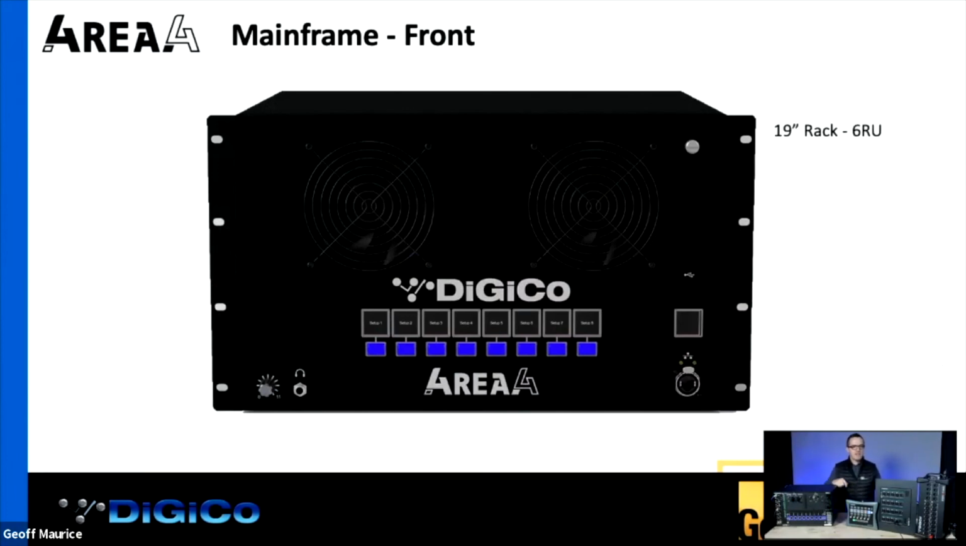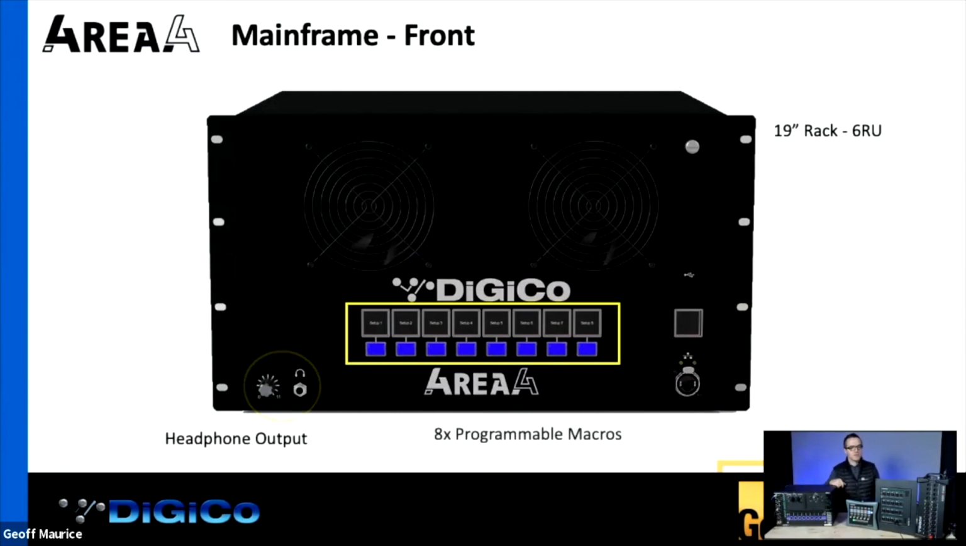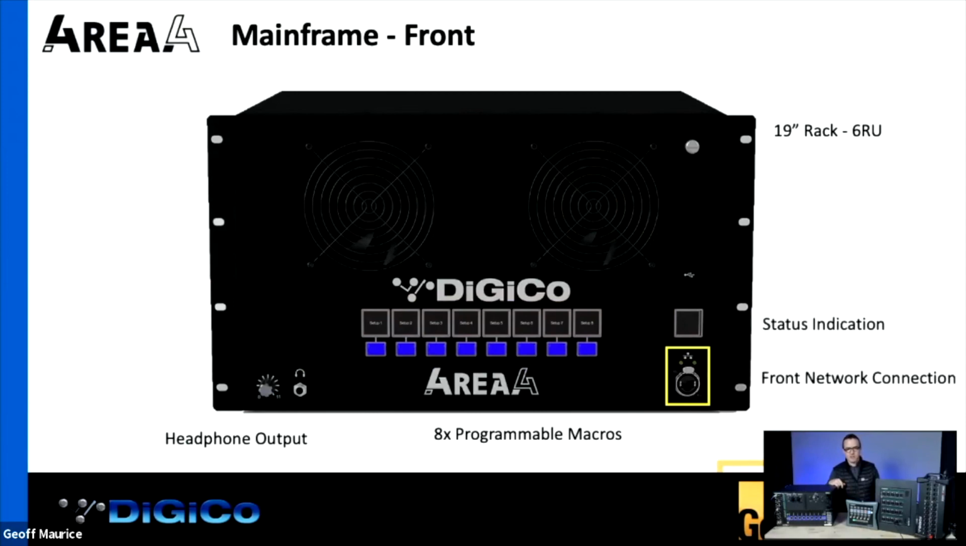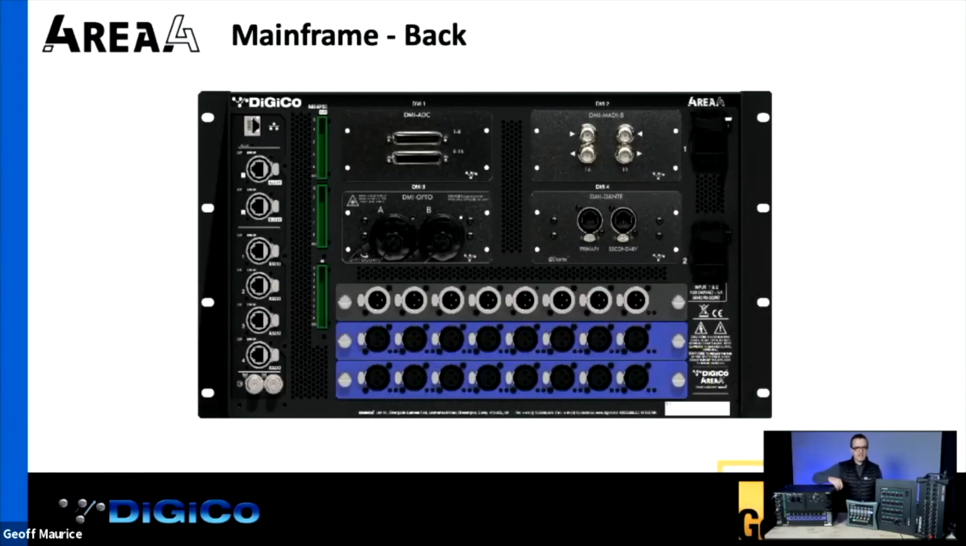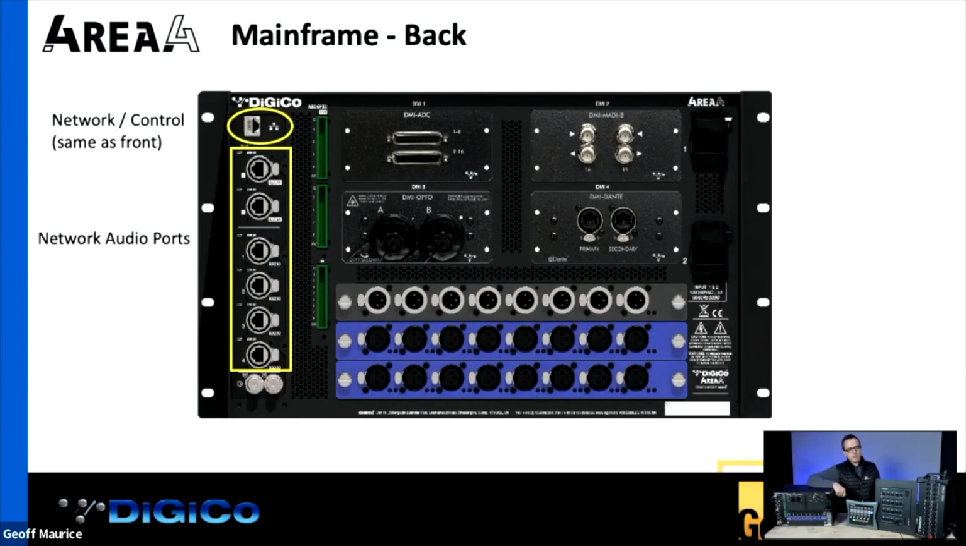So on the front side, obviously the unit's rack mountable. We do have a headphone jack for monitoring purposes. They've built in 8 macro buttons onto the front that can be triggered just by pressing. We've got a status indicator, and we do have a front panel network control for easy rack access. On the back side here, we've got another network jack on that side. We have a protocol called A32 that we're going to talk a little bit about, but not really in great depth because it's not super important to what we're doing today.